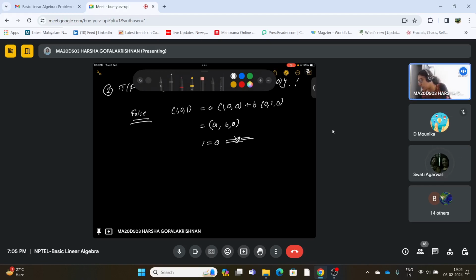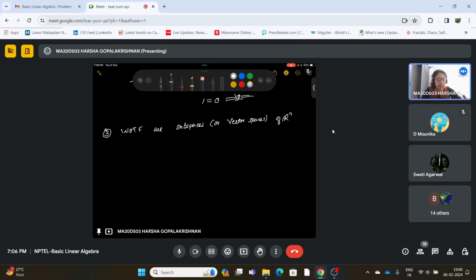Now I will do one question. We will see some sets which are either vector spaces or not, and you have to tell whether each is a vector space or not. Which of the following are subspaces, or we can say vector spaces themselves? We are considering Rn. In Rn I will give some subsets, so you need to say whether each is a vector space or not.